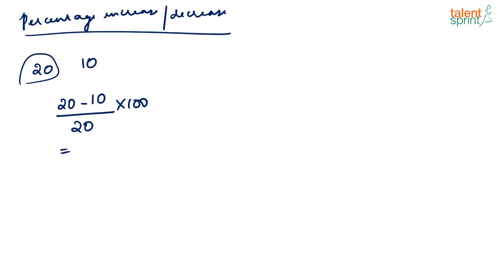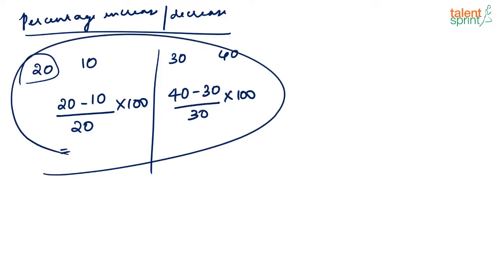Similarly, if it was a percentage increase in marks, like the previous case that we did, I had 30 marks earlier, then it became 40. What is my percentage increase in marks? It is nothing but 40 minus 30 by 30 into 100. So just keep this in mind.